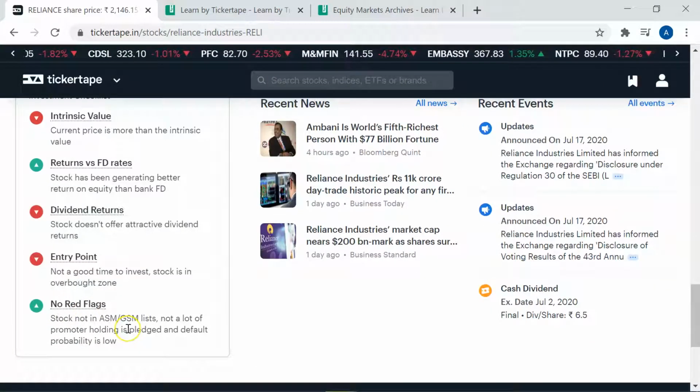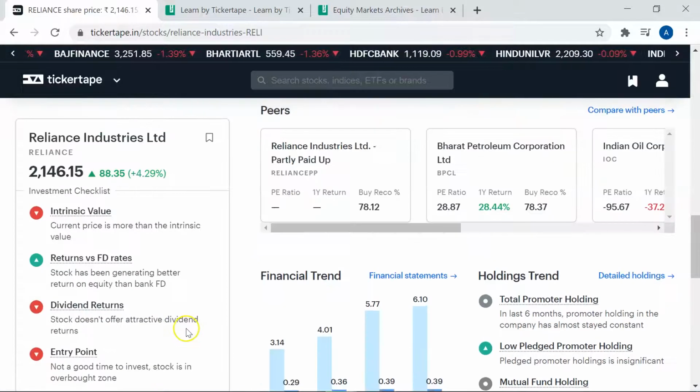So no red flags. Red flags mean, say, if the promoter holding is pledged, or if some allegations or court cases are present against that company, then it will show under red flags. Promoter holding pledged means shares are kept to take loans. For example, earlier we have seen 50+% is the promoter's share. They keep that share as security and take a loan, which is not present in the case of Reliance.